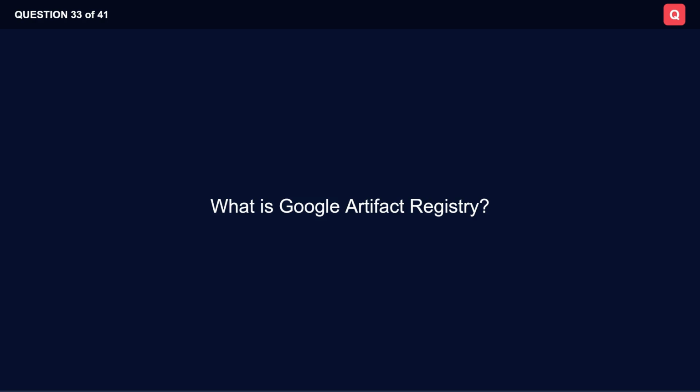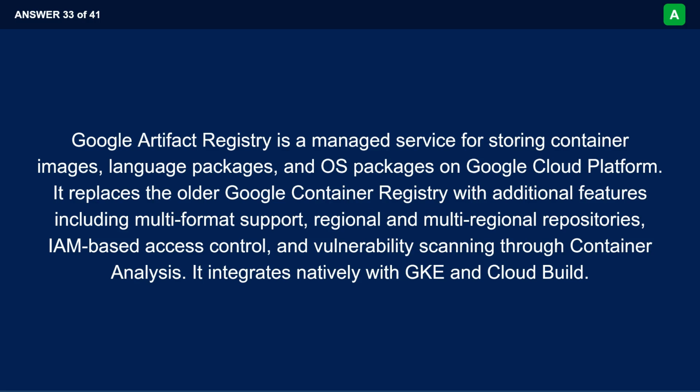What is Google Artifact Registry? Google Artifact Registry is a managed service for storing container images, language packages, and OS packages on Google Cloud Platform. It replaces the older Google Container Registry with additional features including multi-format support, regional and multi-regional repositories, IAM-based access control, and vulnerability scanning through container analysis. It integrates natively with GKE and Cloud Build.